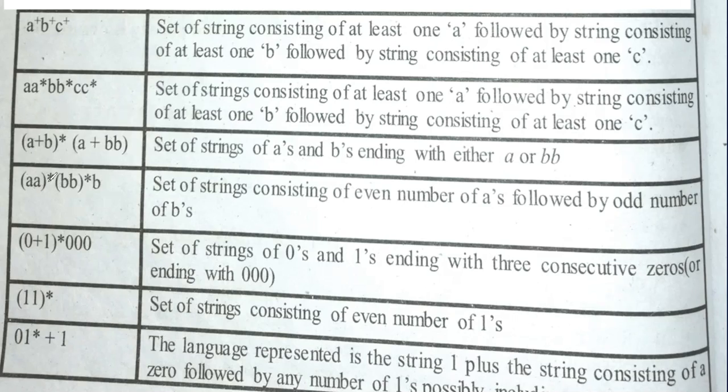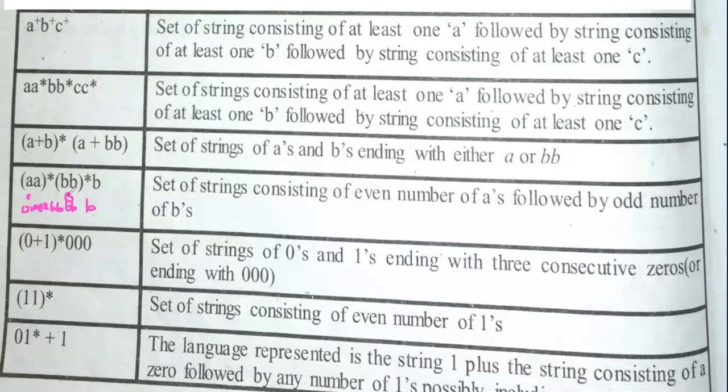Observe it very carefully: (AA) whole star, (BB) whole star we are having. If they occur once, what do we get? AA we get. If they occur once, BB we get, right? Then B we are going to get. If they occur twice, then 4 A's we are going to get, and here 4 B's we are going to get, right? See here, how many times may it occur? It will occur an even number of times itself. If they are not occurring, then zero A's, zero B's.